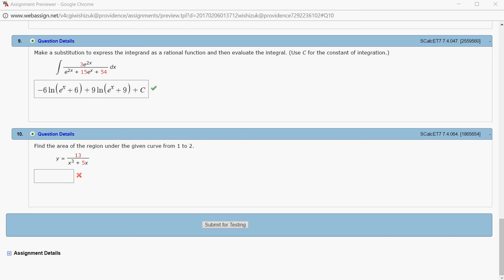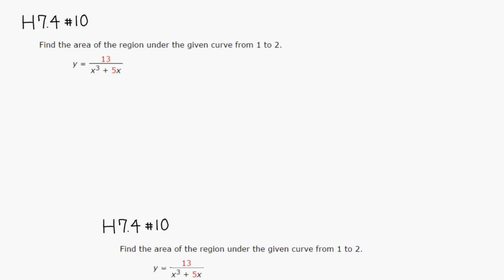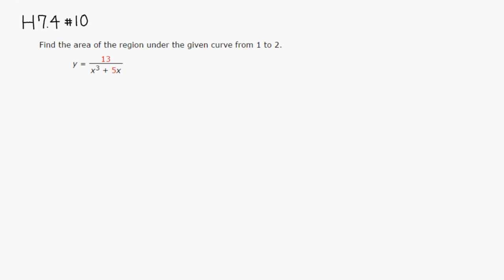Alright, let's look at homework 7.4, problem number 10. We want to find the area of the region under the graph of the following function from 1 to 2. All we really have to do is integrate it from 1 to 2. So the area is going to be the integral from 1 to 2 of 13 over x cubed plus 5x with respect to x.